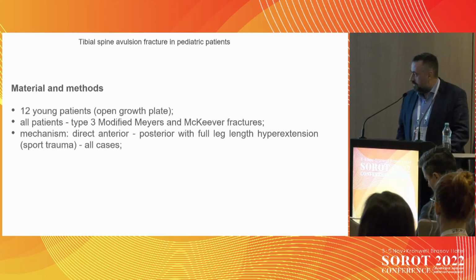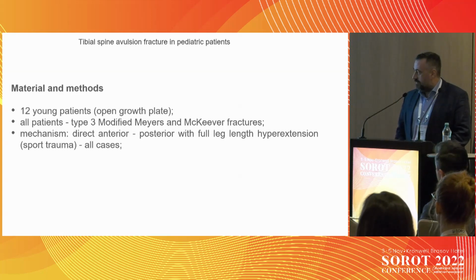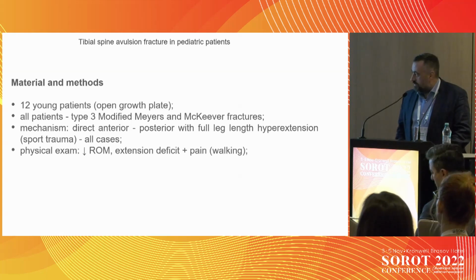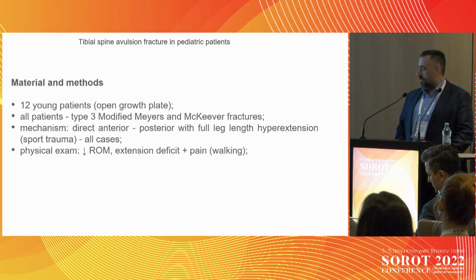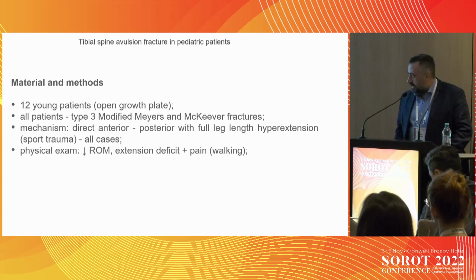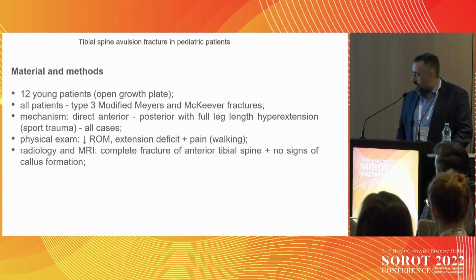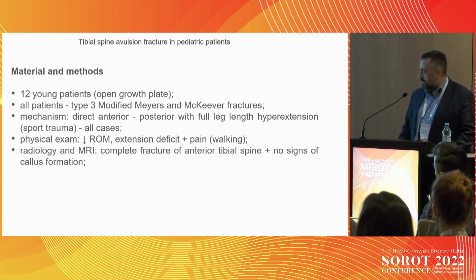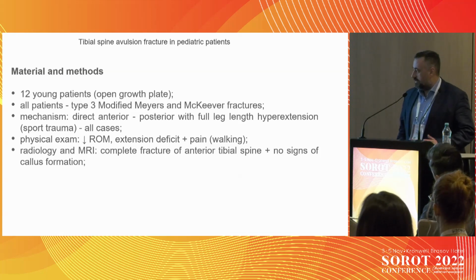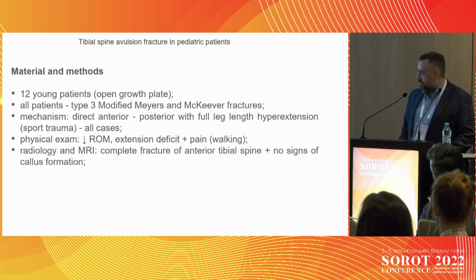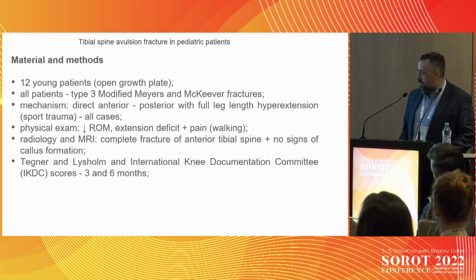This classification was used. The mechanism of the injury, which is quite important, was direct anterior-posterior with full hyperextension in sport trauma in all cases. We performed the physical exam and assessed decreased range of motion, the extension deficit, and pain during walking. We assessed these patients via radiology and MRI. We diagnosed the complete fracture of the anterior tibial spine with no signs of callus formation.